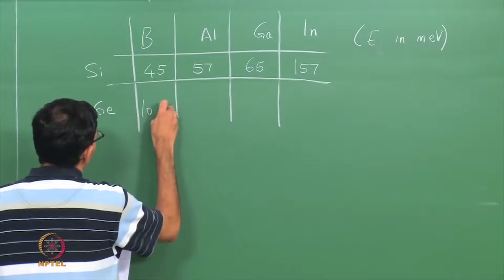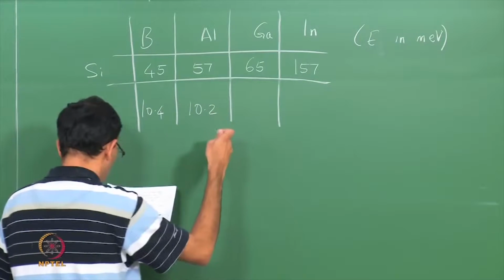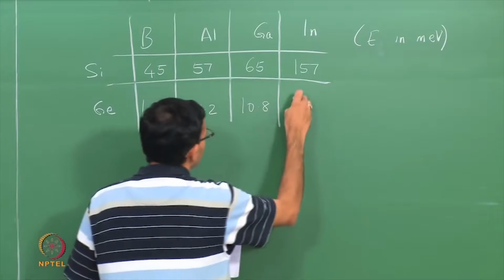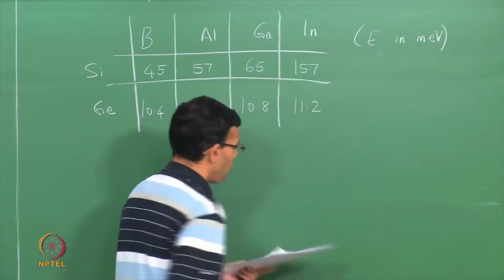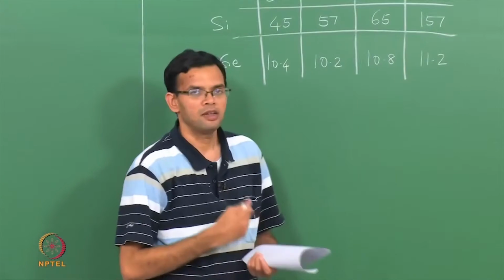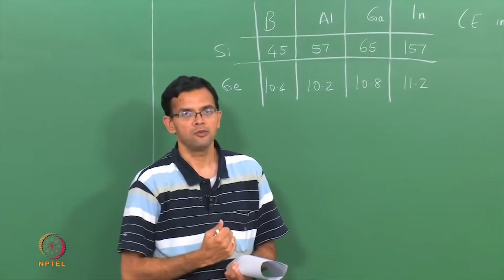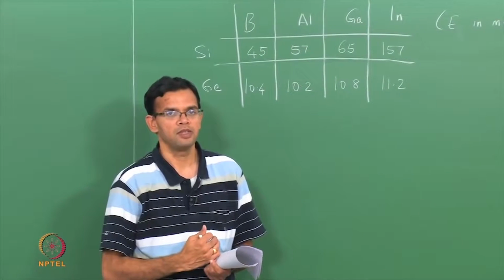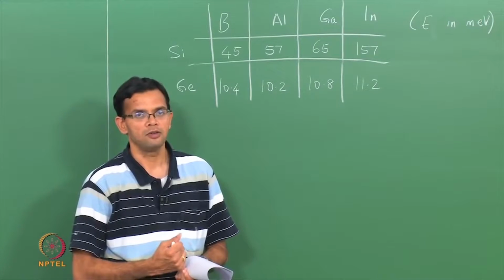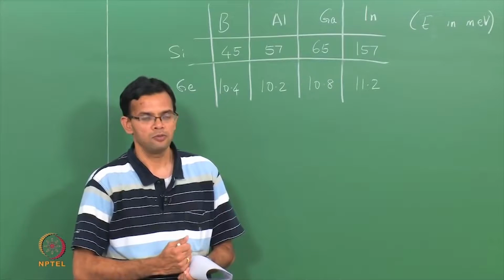Germanium is around 10.4, 0.2, 10.8, 11.2. So, what this means is whether you have silicon or you have germanium, both lie in the same group. So, you can dope both of them in a similar fashion. If you want an n type dopant, you are going to add group 5 elements. If you want to add p type dopants, you are going to add group 3 elements.